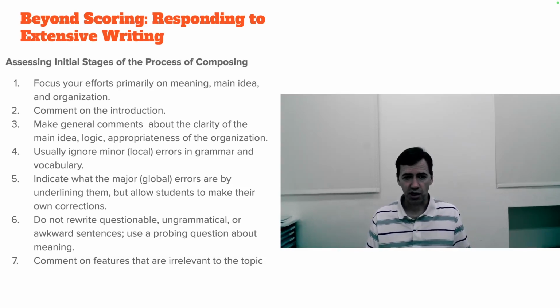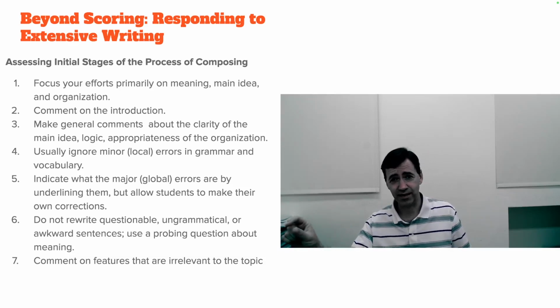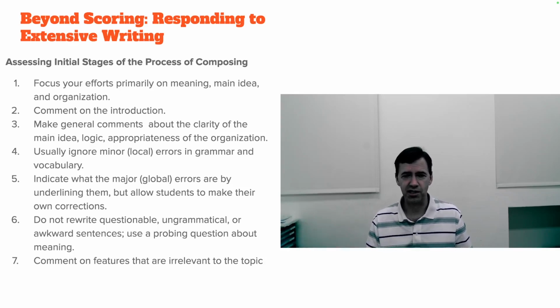Indicate what the major errors are by underlining them, but don't rewrite them for students and don't give them the answer. Allow them to make their own corrections. If you point it out and tell them exactly, then they're not going to learn as much as if they find out for themselves. If they have to, let them come to you and ask. Do not rewrite questionable, ungrammatical, or awkward sentences. Use a probing question about meaning. What does this mean? Does this mean this? You know, like you probe with your questions and allow the student to think about it and realize that there's something wrong. And then comment on features that are irrelevant to the topic.